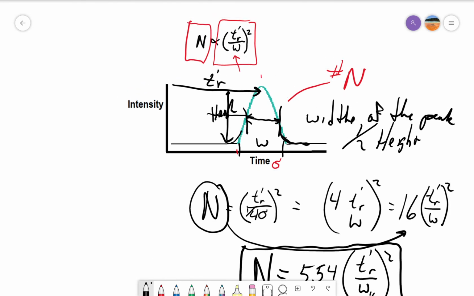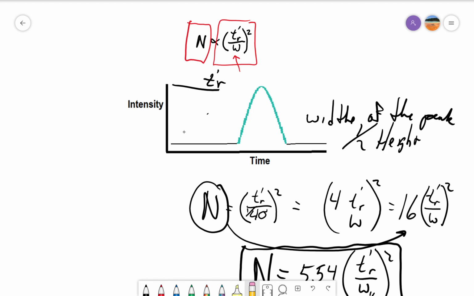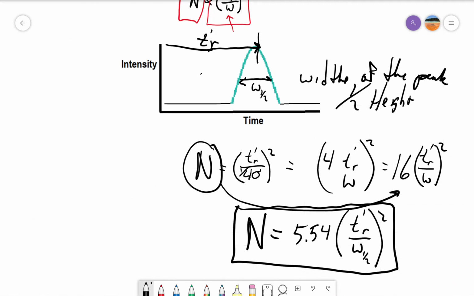On this chromatogram, if we wanted to calculate how many equilibria have occurred, all we'd have to know is this number and this number. If we have the adjusted retention time and the width at half height, we can calculate the number of equilibria.